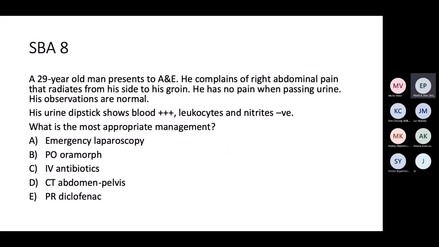So the last question of the evening, question 8. A 29-year-old man comes to A&E, and he has right-sided abdominal pain that radiates from his side into his groin. He has no pain when he passes urine. His obs are normal, but his urine dip shows quite a lot of blood. So what is the most appropriate management for him?